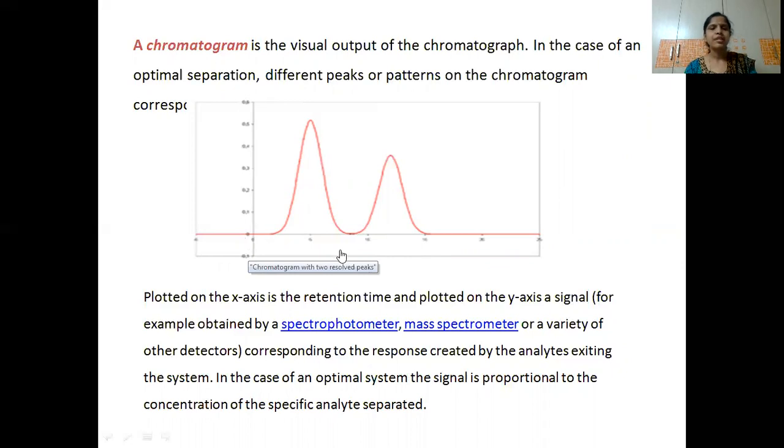The number of peaks here in this picture, you can see there are 2 peaks. That means there are 2 different components present in the mixture. So the number of peaks gives the information about the number of components present in the mixture. If we have 3 peaks, that means there are 3 different components present in the mixture. And the area under this peak gives the information about the concentration of the component. So how much of the component is present in the mixture can also be detected by chromatography.